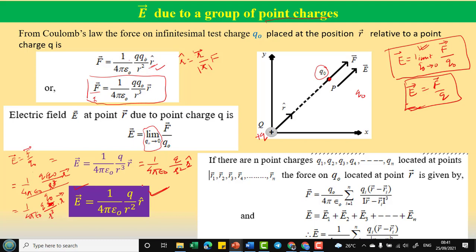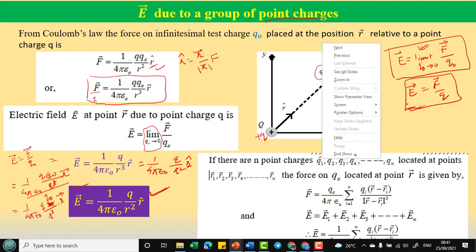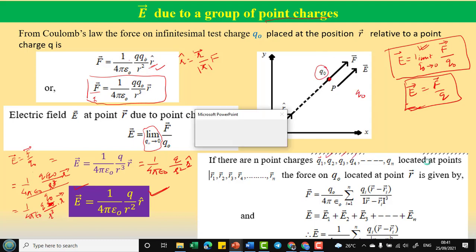Now suppose there are a number of charges in the medium. There are a number of charges which are q1, q2, q3, q4, up to qn, located at points r1, r2, r3.